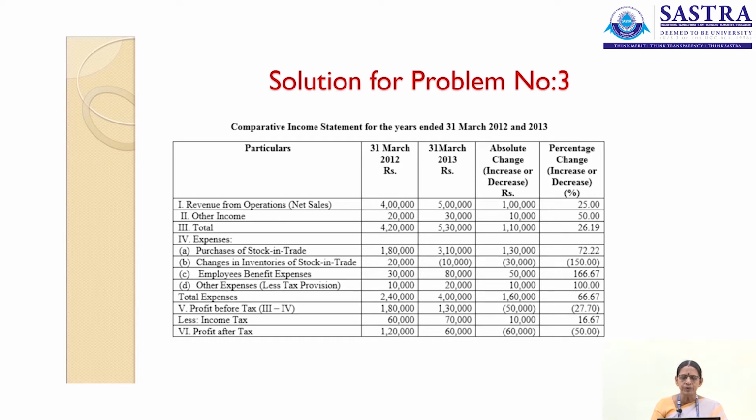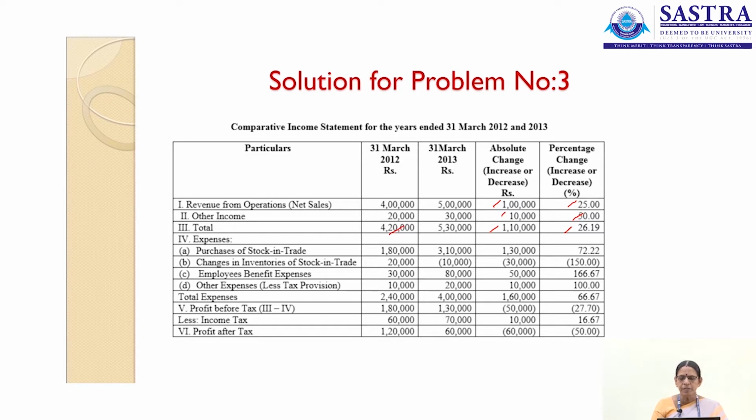Revenue from operations, we have 4 lakhs and 5 lakhs. So net increase of 1 lakh. So this is 25%. That is 1 lakh divided by 4 lakhs. Other income, we have a net increase of 10,000. So 10,000 divided by 20,000 into 100, we will get 50% increase. The total of your income is 1 lakh 10,000 as a net increase, and this 1 lakh 10,000 divided by your previous total, that is your 4 lakh 20,000, will get 26.19%. That implies that the revenue has increased by 26.19 over the previous year.